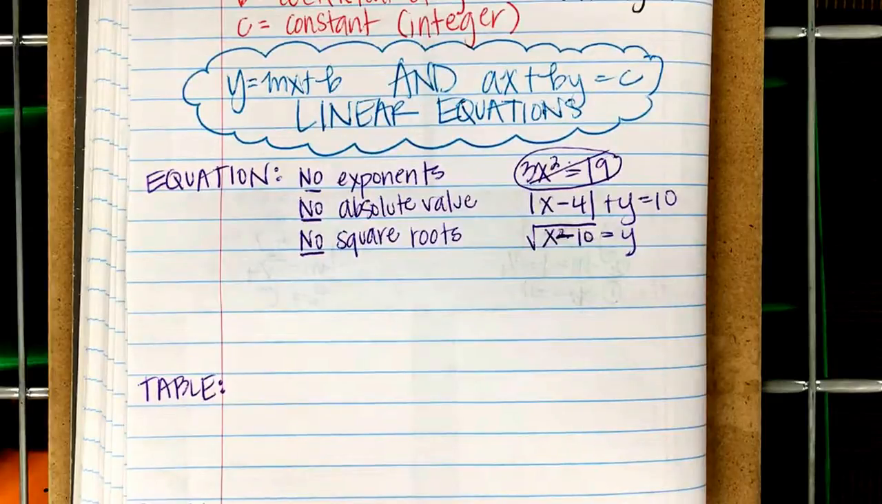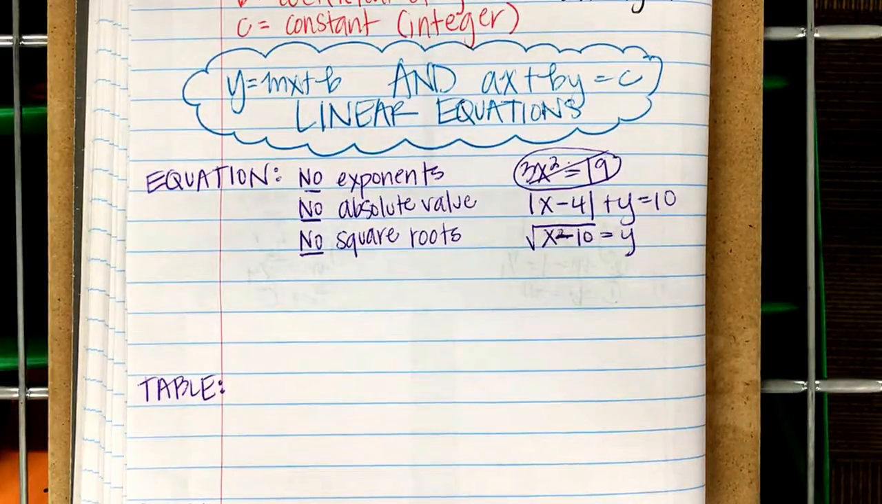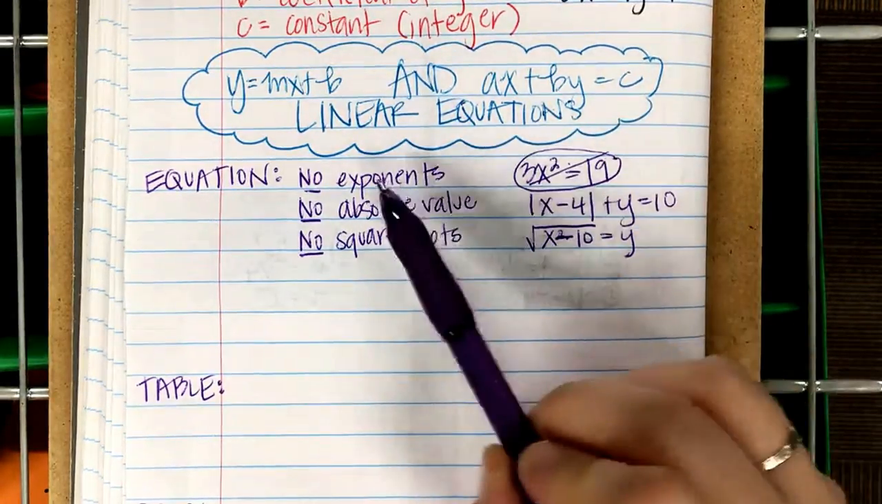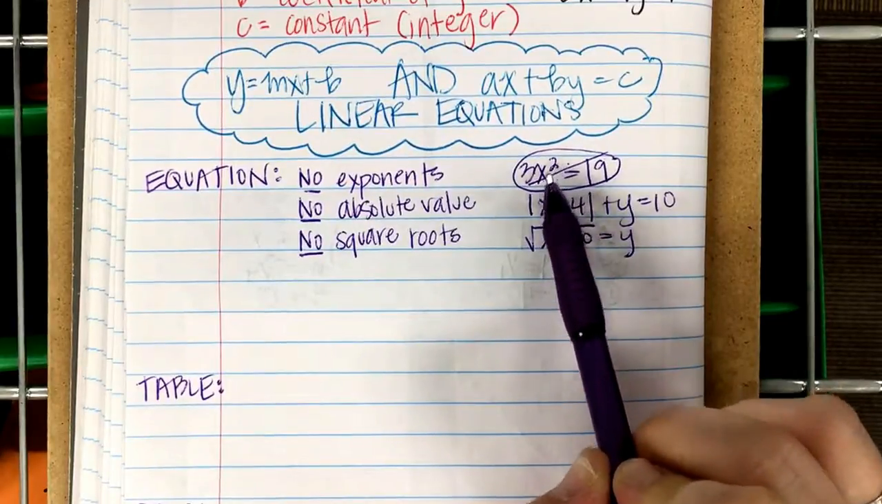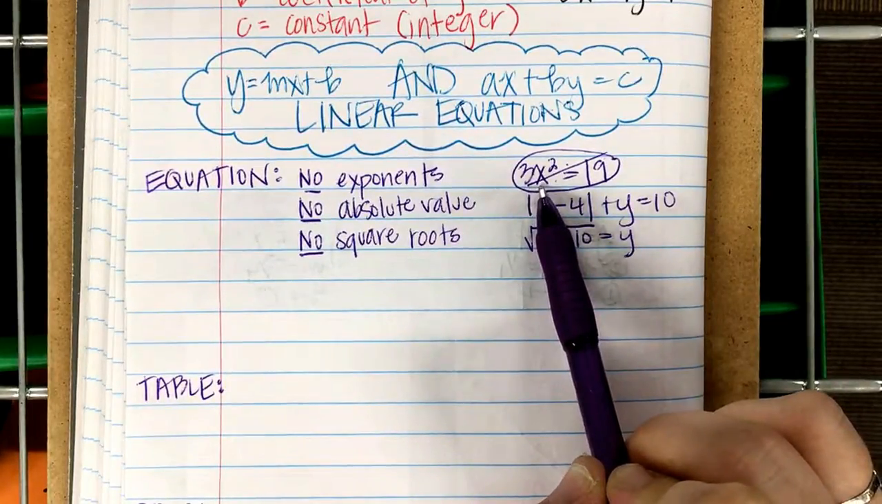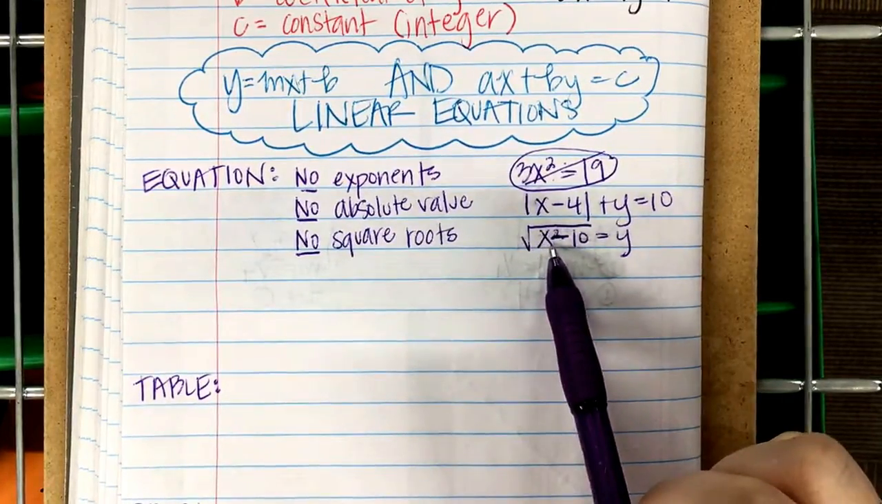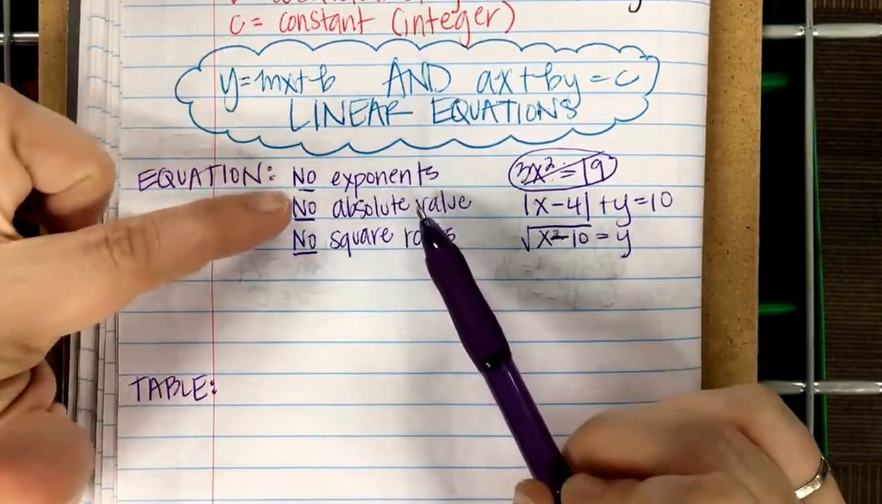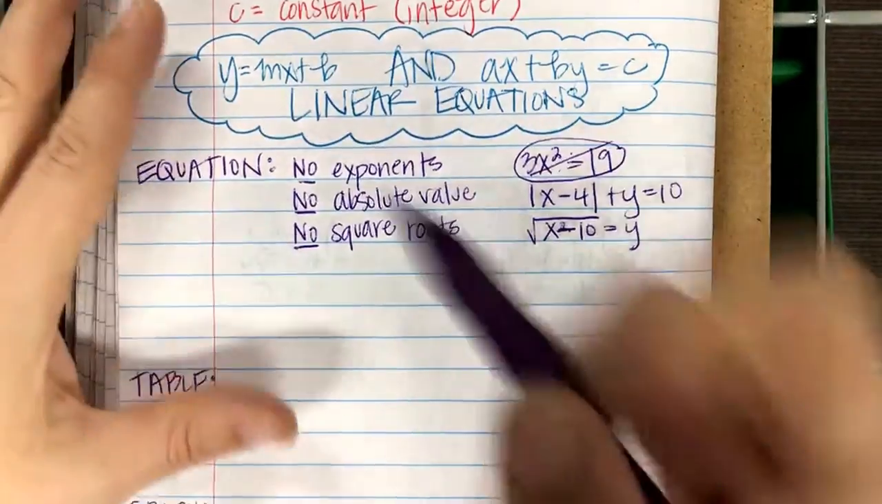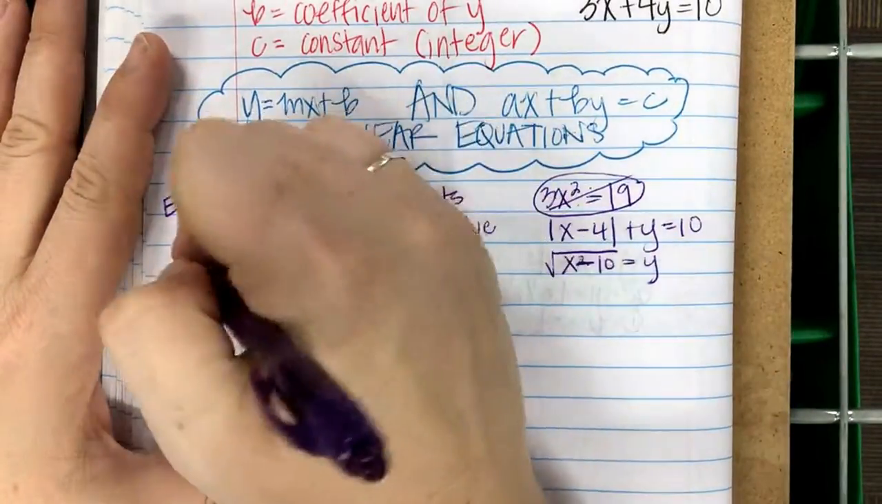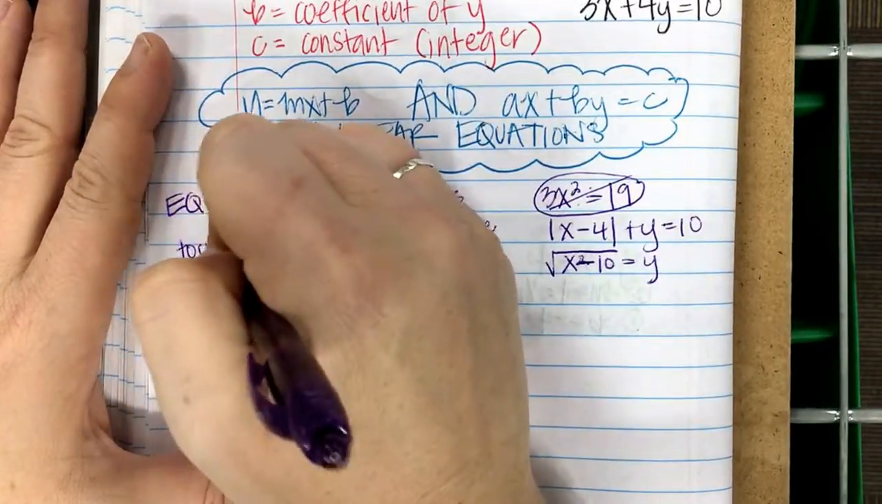Now, here's my question. The exponent is touching the variable, right? The absolute value is touching the variable. The square root is touching the variable. So there's no exponents, no absolute value, no square roots touching the variable.